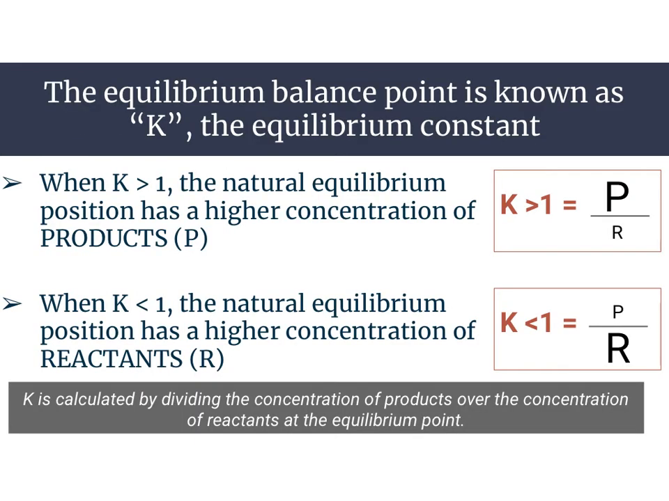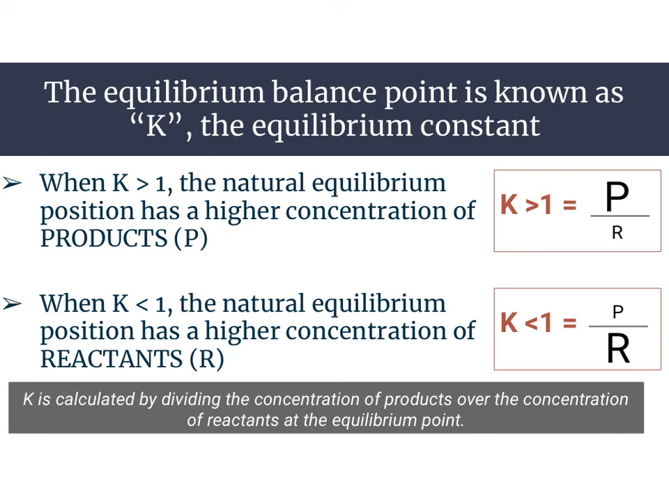The equilibrium balance point is known as K. K is the equilibrium constant. You learned about this in the gizmo. When K is greater than 1, it means the natural equilibrium position has a higher concentration of products over reactants. So maybe at equilibrium, we've got 70% products, 30% reactants. Maybe we have 51% products and 49% reactants. Maybe we have 99% products and 1% reactants. That would mean K is greater than 1.